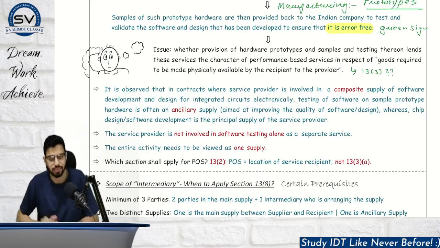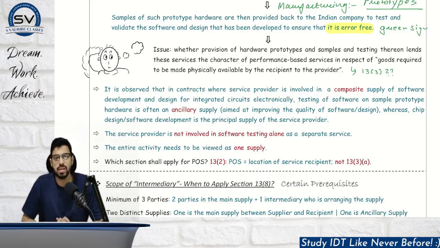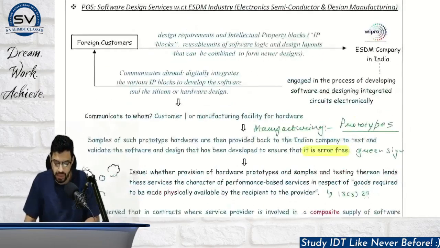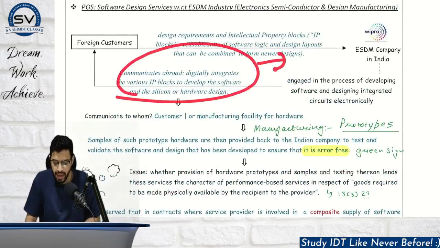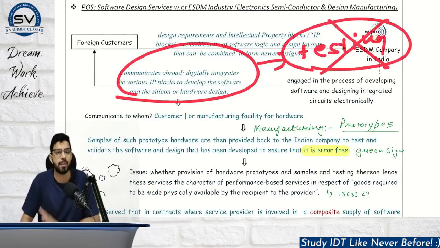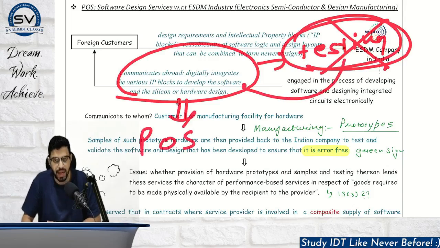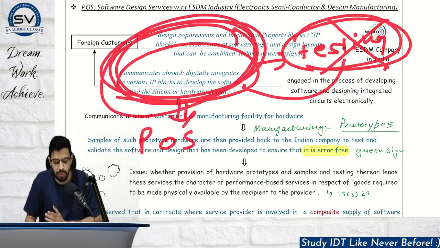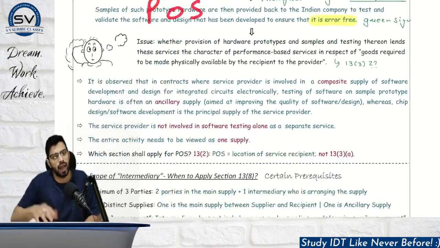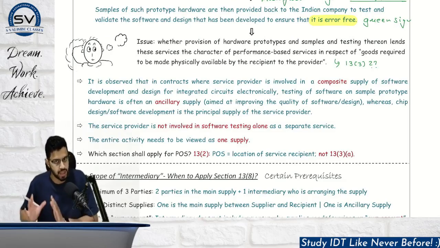Answer is no. Why? See, in general, it is a performance-based service, but please understand, this is the case of composite supply. The testing was not the whole and sole service which was given by Wipro. The main service was this service which was given, and then the testing was ancillary in nature. So for testing, we don't need to identify a separate place of supply section. This is my main place of supply section. This is ancillary. So whatever provisions we apply for the main service, testing will be covered in that. And for this particular main service, we have to apply the default provisions 13 subsection 2.